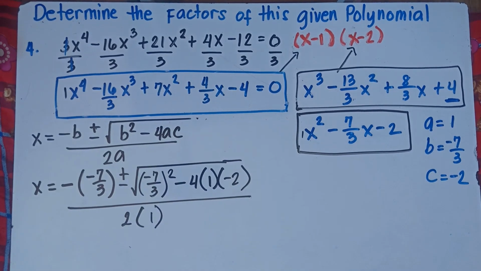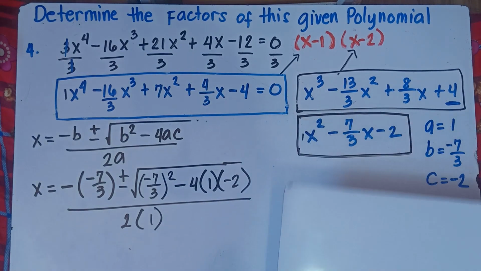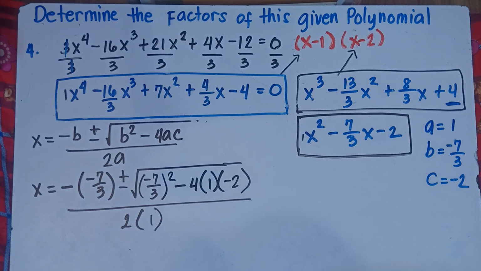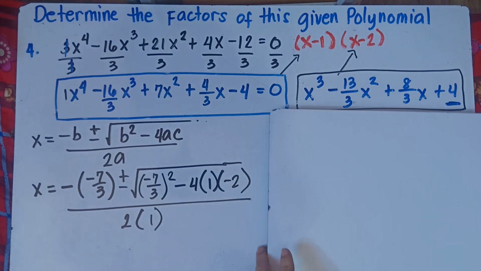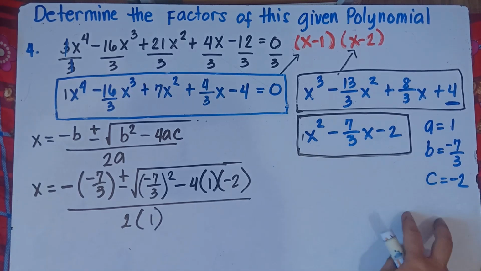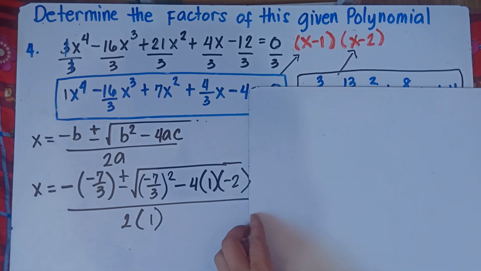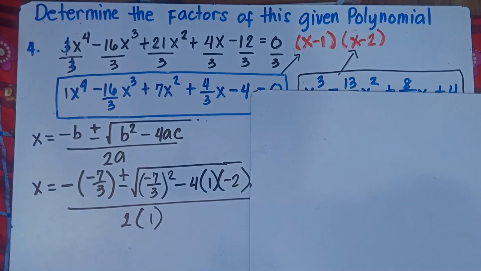Alright, so next step, we don't have enough space, class. We will be solving this one on this whiteboard. So you pause the video, class. We will be simplifying this one. So a is 1, b is negative 7 over 3, c is negative 2. Remember this one, class. We will be using another board. We don't have enough space.